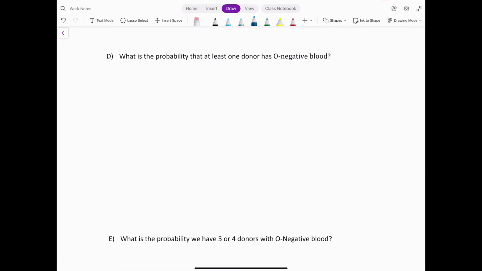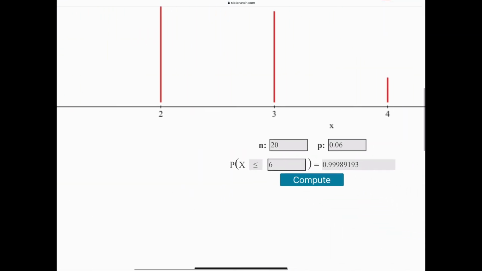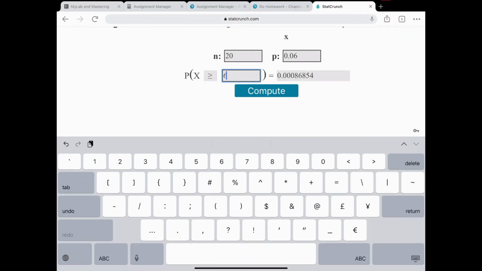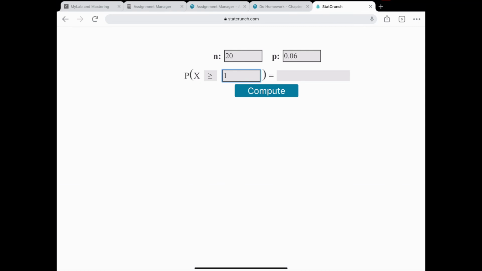What is the probability that at least one donor has O negative blood? At least one is the probability that our number of successes, X, is greater than or equal to 1. Our n is still 20. Our p is still 0.06. All we have to do is go to the calculator. We change our inequality to greater than or equal to. At least means that number or more. We change our X value to 1. We calculate, and to 3 decimal places we get 0.7098. Let's round that up to 0.710.